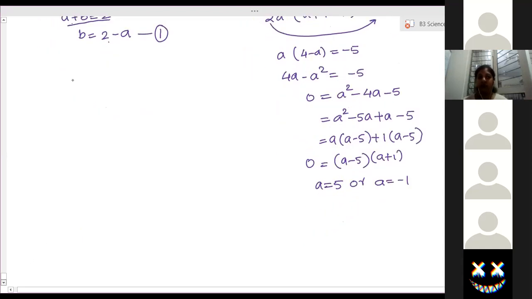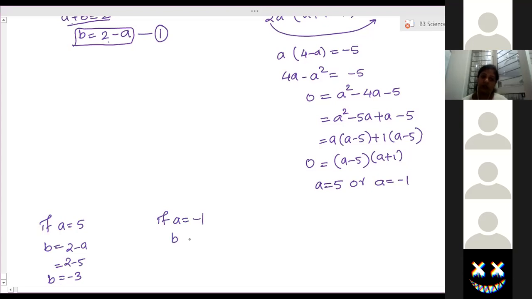So B we got as 2 minus A. So if A is equal to 5, B is equal to 2 minus A, that is 2 minus 5, which is minus 3. And if A is equal to minus 1, then B is equal to 2 minus of minus 1, that is 2 plus 1, 3. If A is 5, then B will be minus 3. And if A is minus 1, then B will be 3. Clear? Yes, ma'am. And then find the value of alpha, beta, and gamma from both the cases.